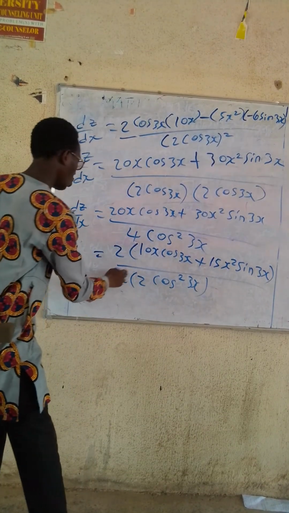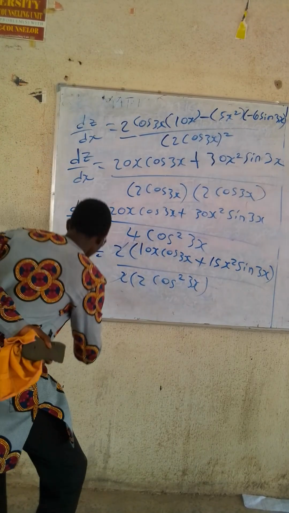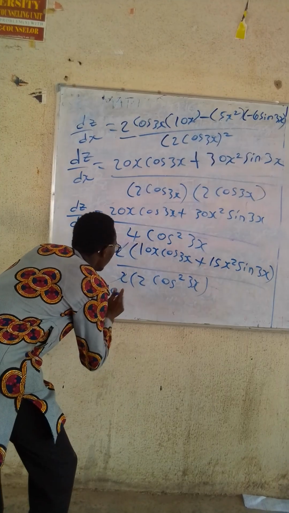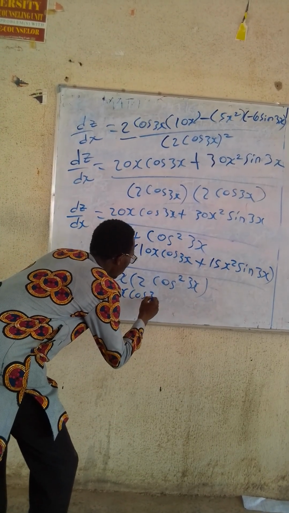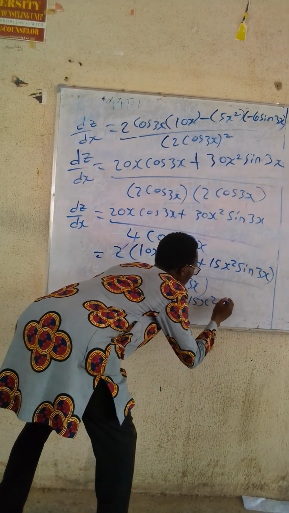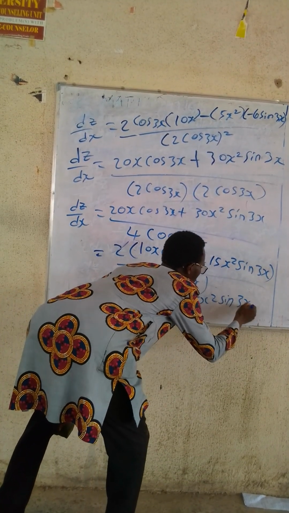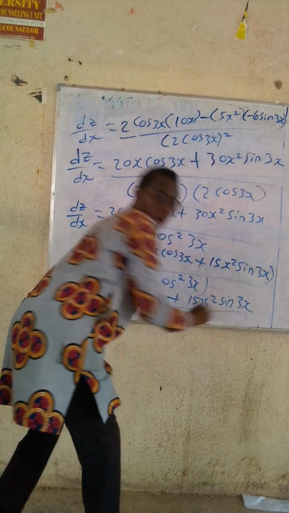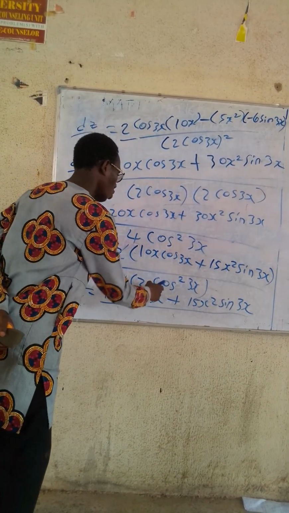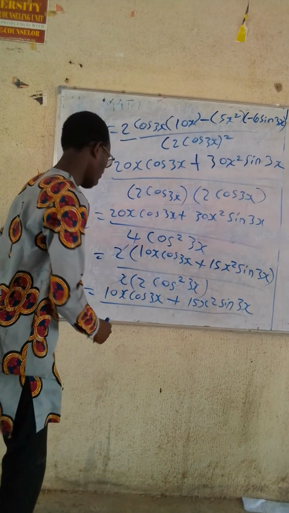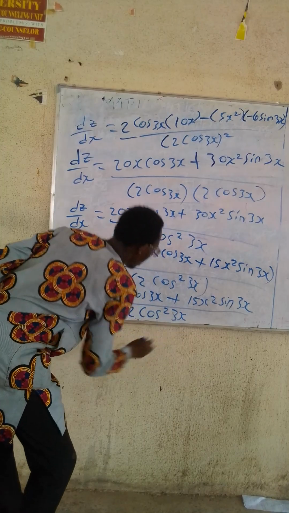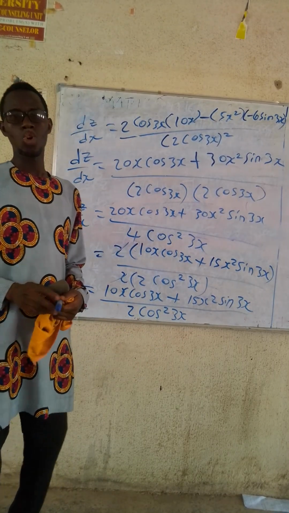2 must definitely cancel 2. So our final answer is 10x cos 3x plus 15x squared sin 3x, all over 2 cos squared 3x. So this is the final answer to this problem.